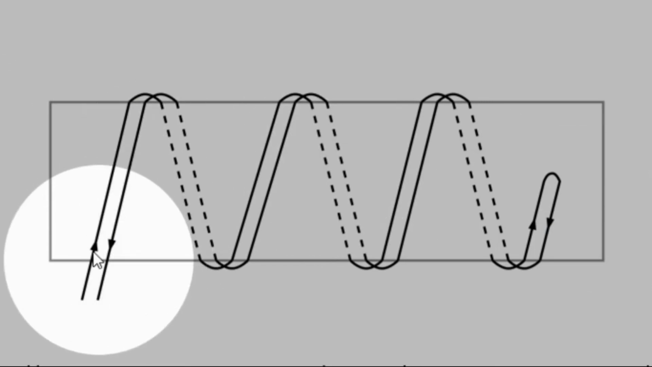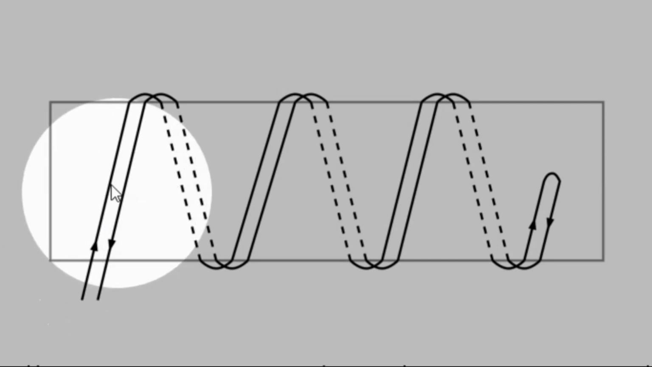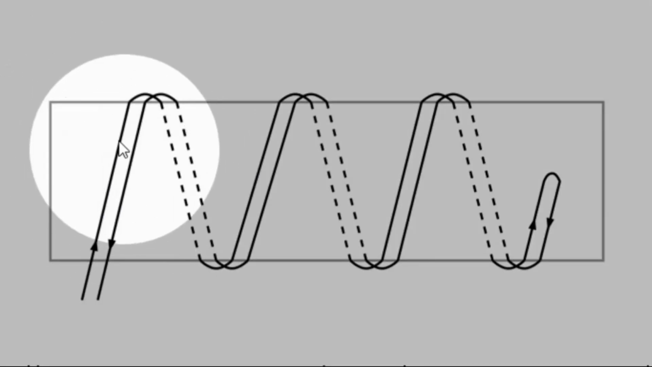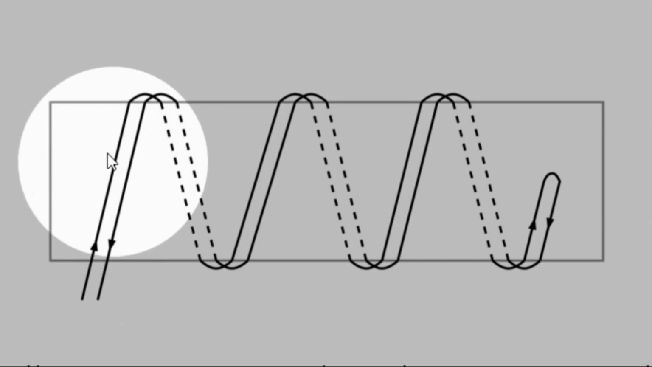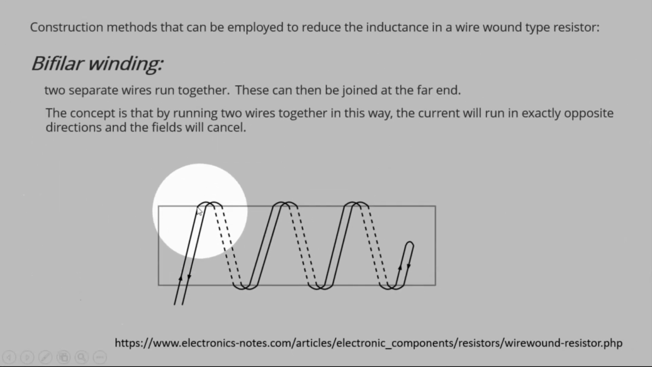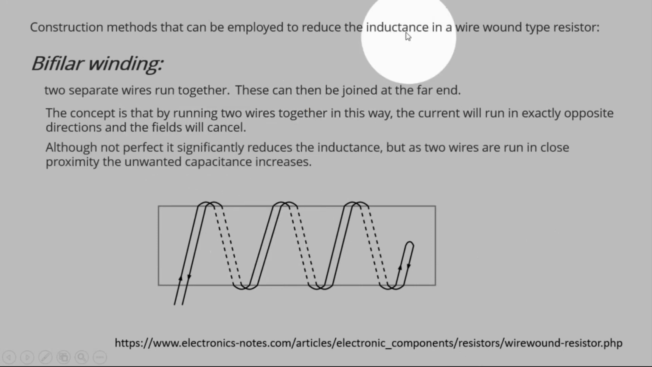So if this current flows from this direction, applying the right hand rule for the direction of the fields, it may be clockwise surrounding the conductor, and the other one will be counterclockwise. So there will be a cancellation of the fields. In this way, the inductance is minimized. But as two wires are run in close proximity, there is an unwanted increase in capacitance.